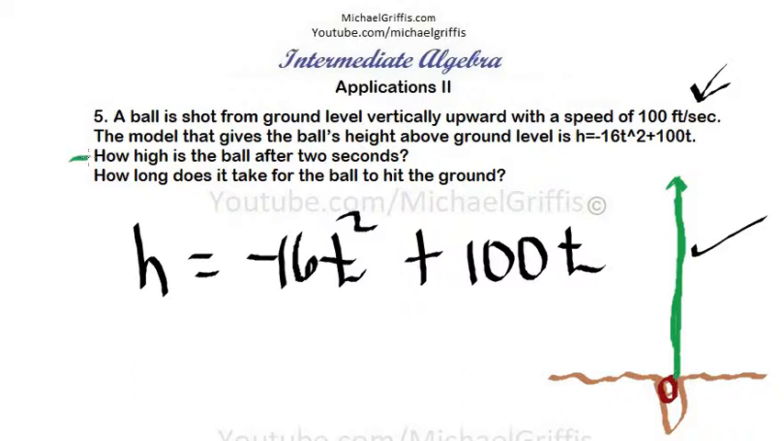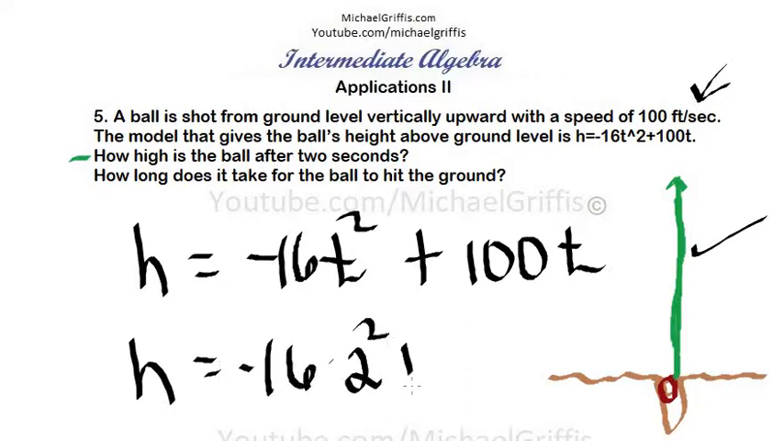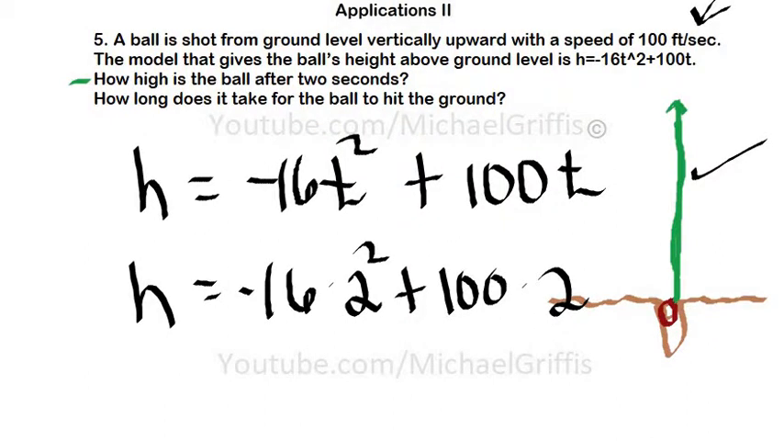This question here, how high is the ball after 2 seconds? All we have to do here is just plug 2 in. So the height is equal to negative 16 times 2 squared plus 100 times 2. All right, that's all we got to do in this problem. And what do we get here? We get negative 16 times 4 plus 200, right?